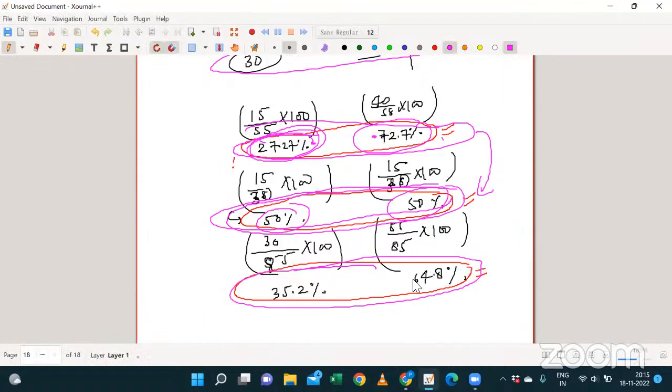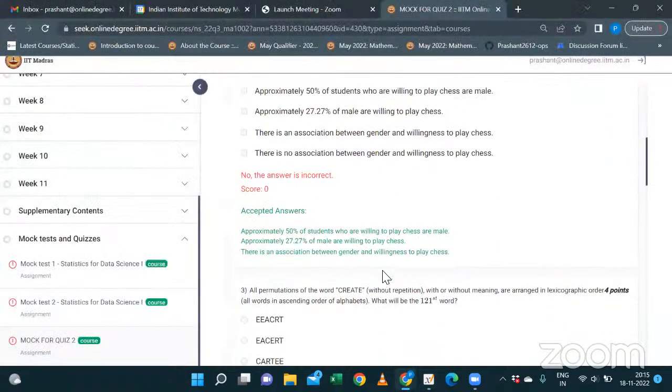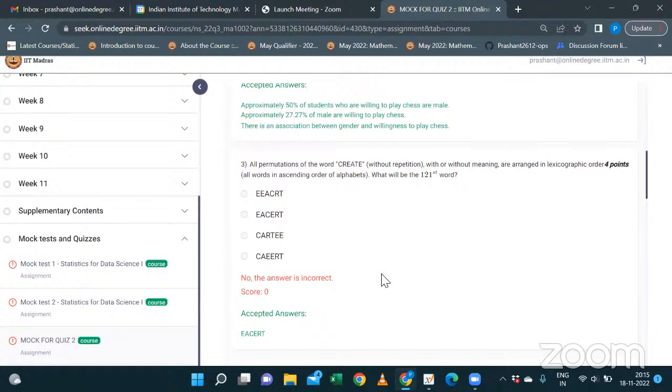Then there is association, because if the values are not the same for some rows, then association will be there. If it's similar, then it should be similar for all the rows. Sir, if it is close but not exactly the same, then is it association or not?